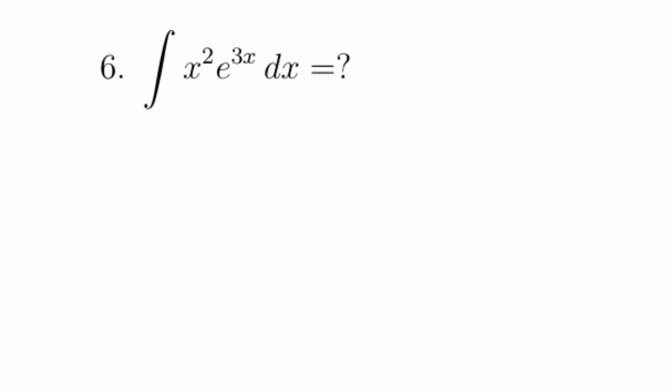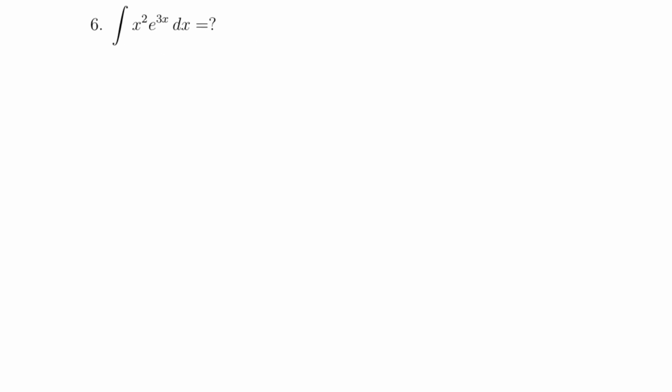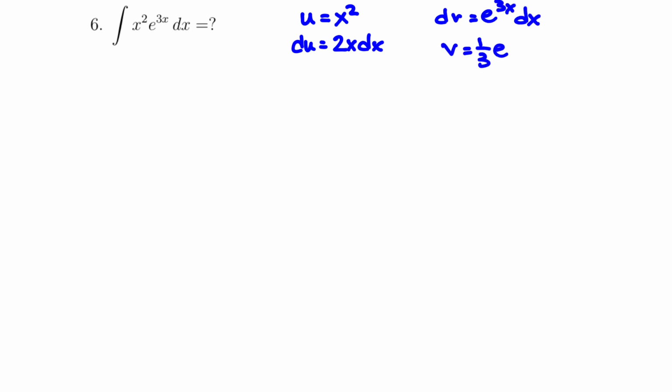Let's see. Gonna make it a little smaller. Okay, so I would probably let u be x squared because of my ILATE rule. I picked my algebraic function before I do anything else. And dv I would let be e to the 3x dx. And v then is 1/3 e to the 3x.